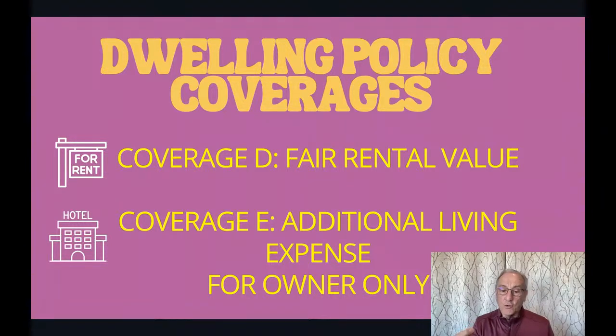Now, coverage D is for a landlord almost as important as A. Fair rental value will pay our landlord the rent he lost because the people can't live there anymore. So if you're a landlord and you're making several $1,000s a month on rentals, this D is really something, and it comes with the policy, okay? So coverage E is called additional living expense only for the owner if they live there, kind of like contents. What additional living expense does is if you can't live there anymore, it gives you money to go stay in a hotel of similar standards.